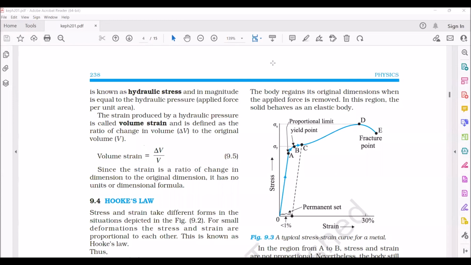In this hydraulic stress, the volume is increasing or decreasing. The change of the volume per the original volume, the strain related to this hydraulic stress, is called volume strain.